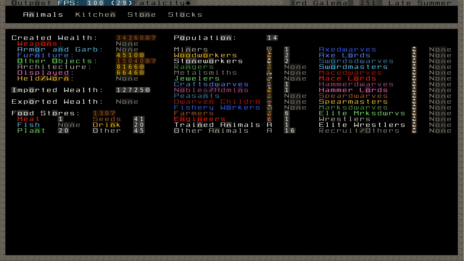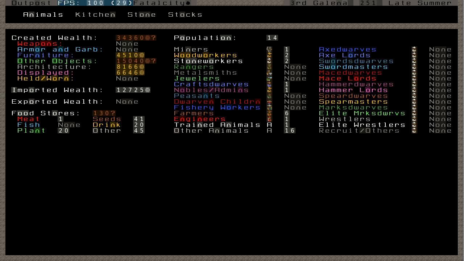But anyway, it is now a third of Galena, late summer, the last month of summer. I have about 4 months before the caravan arrives, and in this video I will take a look at my migrants through Dwarf Therapist, so you can see how I process migrant waves when they arrive.